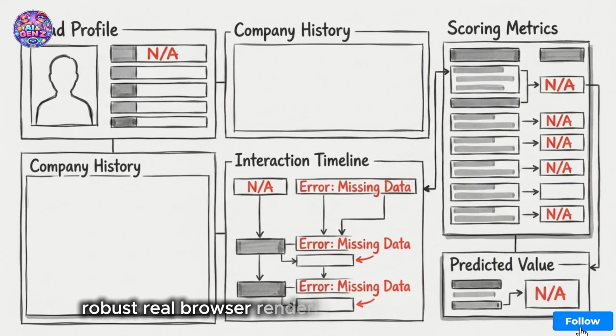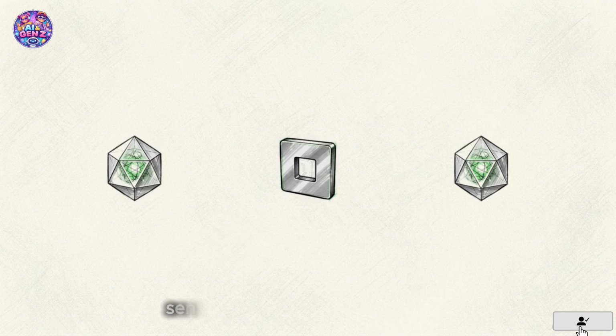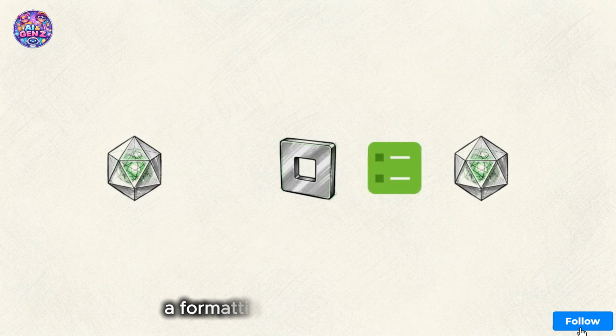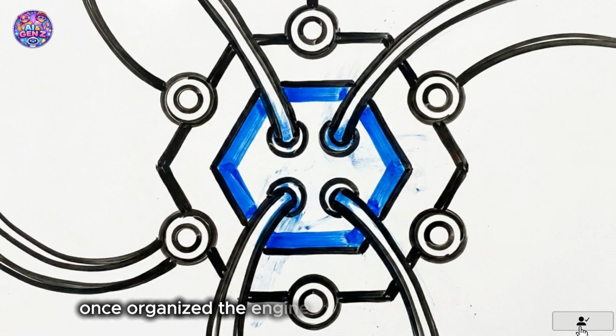Robust, real browser rendering is the foundation here. If the extraction is brittle, the downstream AI scoring will fail on incomplete data. That data is then caught by the central nervous system of the build, the orchestration canvas. The orchestration layer receives the unstructured text payload sent from the extraction browser. A formatting node cleans the text, preparing it for the language model. Once organized, the engine routes this structured text into a dedicated AI reasoning node for evaluation. This setup shifts the workflow from a fragile script into a modular, fault-tolerant system.